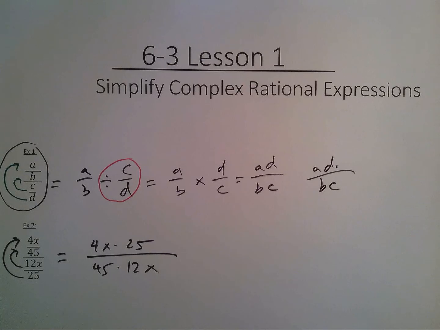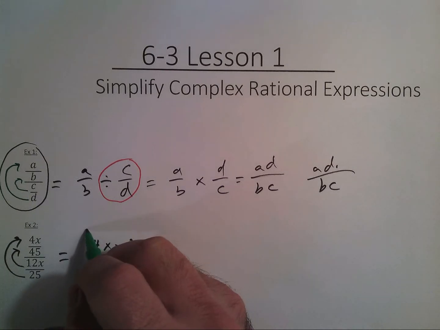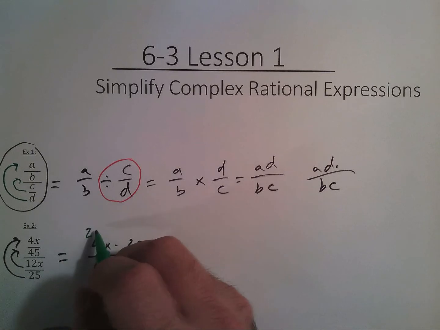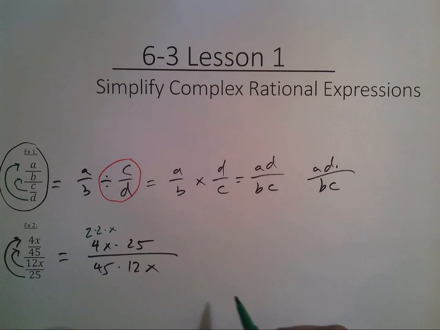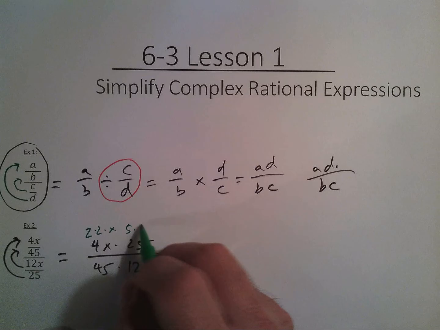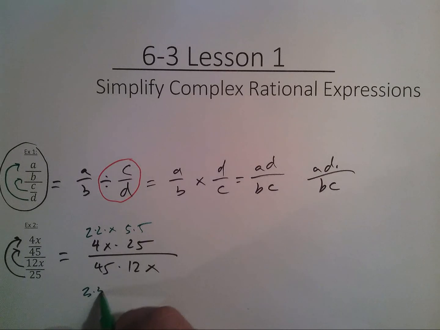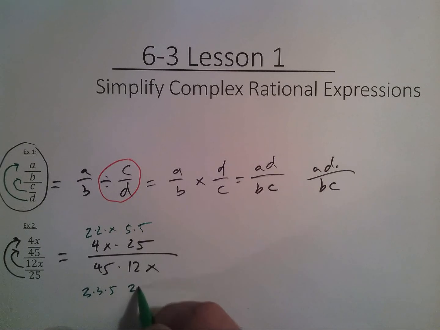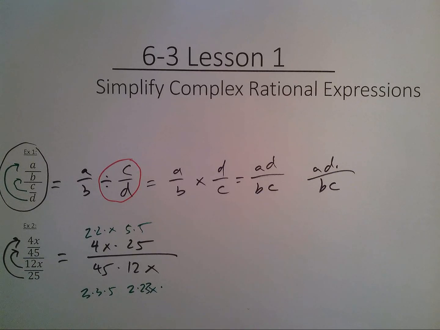Remember, what we've been doing for the entirety of the chapter is expanding any of the numbers we have so that we can easily cancel out the top and the bottom. So on top, instead of 4x, we have 2 times x. Instead of 25, we have 5 times 5. 45 is 3 times 5, and 12 is 2 times 3. And then we need the x. Now just cancel out. Whatever is both on top and on the bottom goes away.